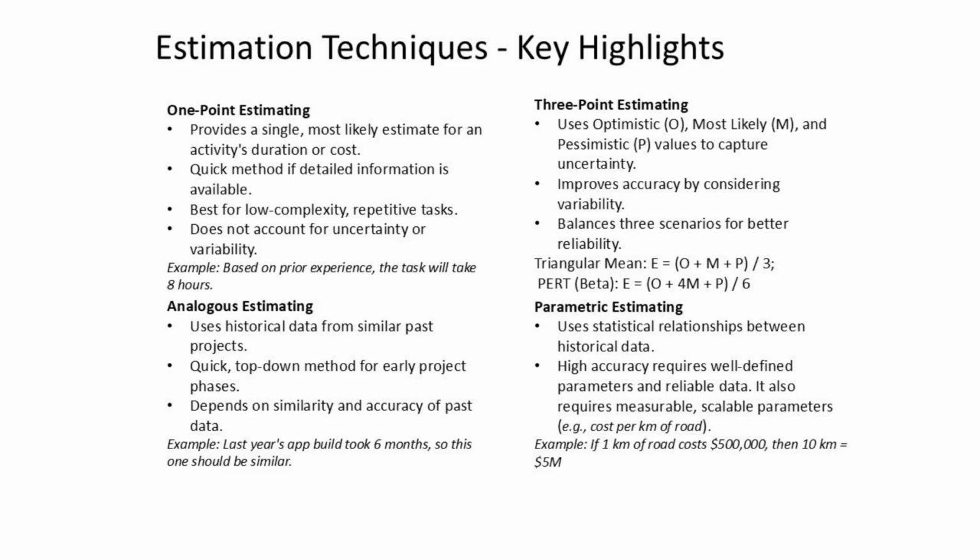For example, the activity was completed in 2 days last time. Since we have no other information to go on, let us go with 2 days as the estimate for this particular activity, and maybe we may need to review the estimate when more detailed information becomes available. It all depends upon how closely the project or the activity resembles historical data. It's a quick top-down method for early project phases when details are limited. You are relying heavily on the similarity and the accuracy of historical data.